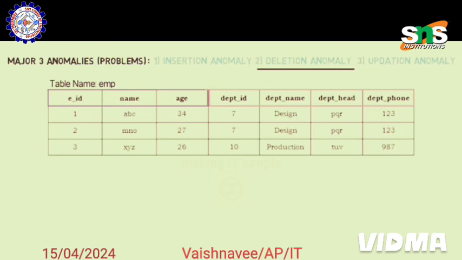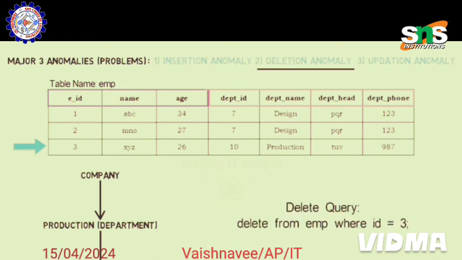Let's say that the employee XYZ of production department decides to leave his job. Now, as he will not be an employee of the company, we need to delete him from the database. So we apply the delete query and we delete that particular row which contains data of X, Y, Z.